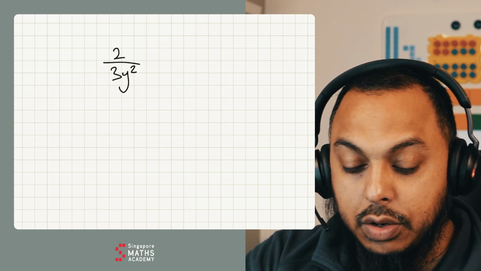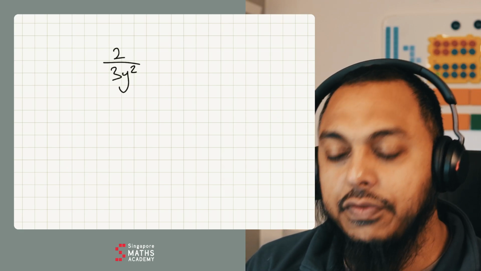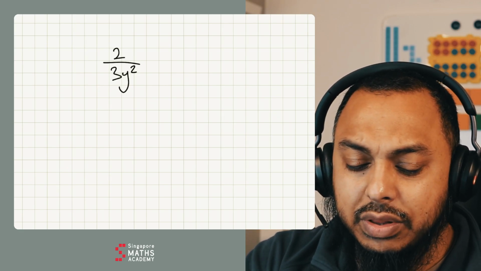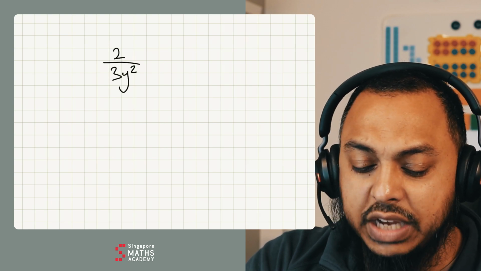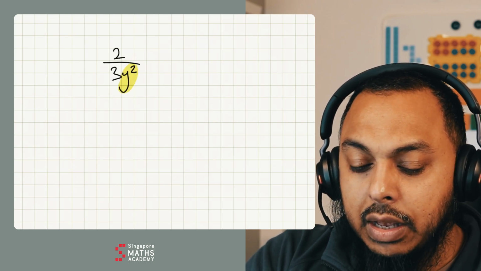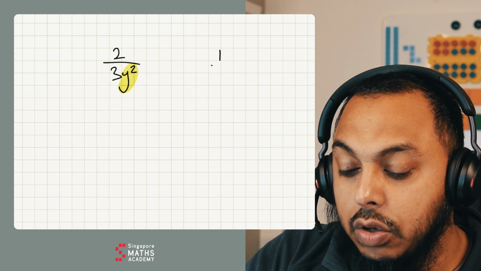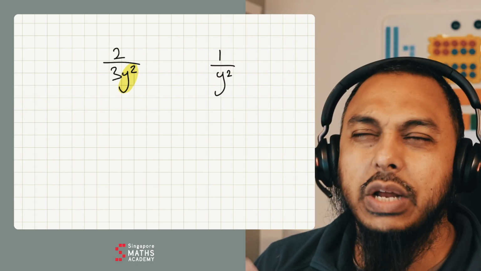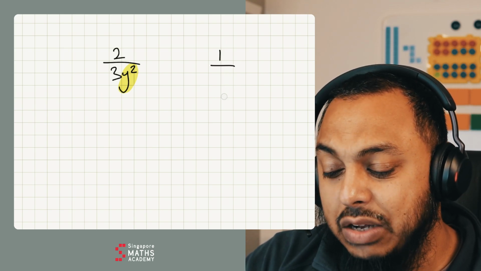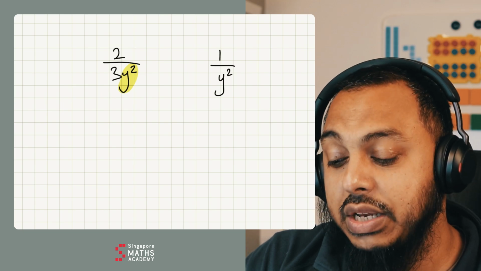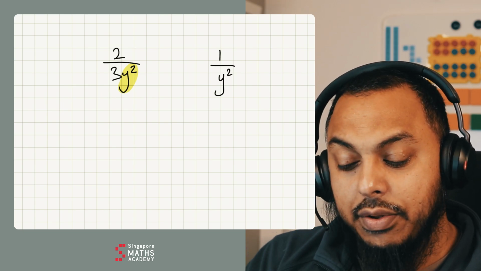For this question, I'm going to think of it this way. I know that we've got this y squared as a denominator, and I can think of that as 1 over y squared. Why would I do that? Because we know what 1 over y squared is, right? What's 1 over y squared?